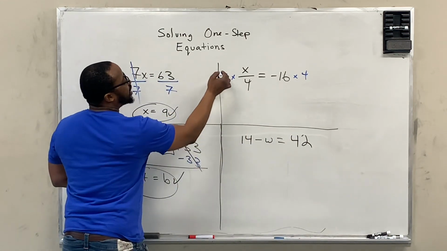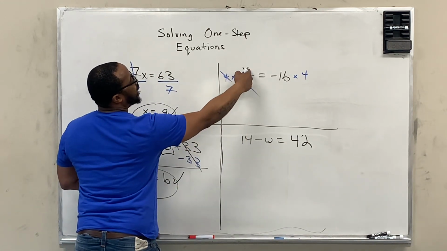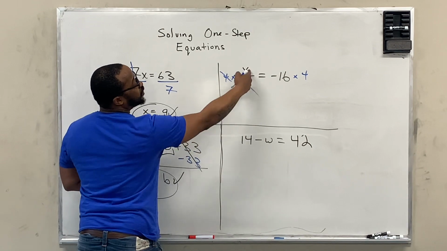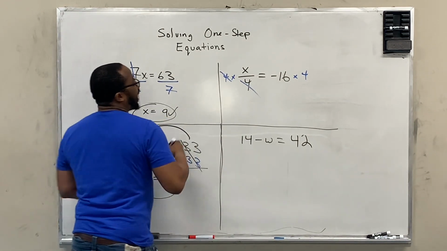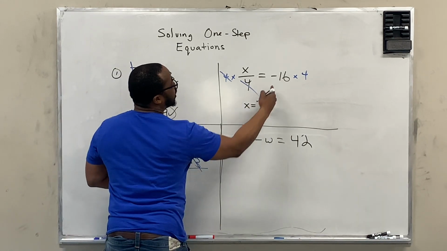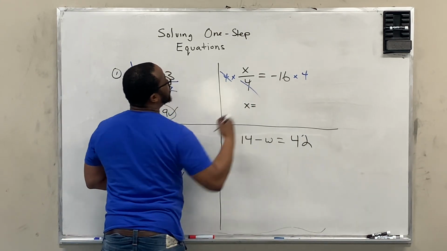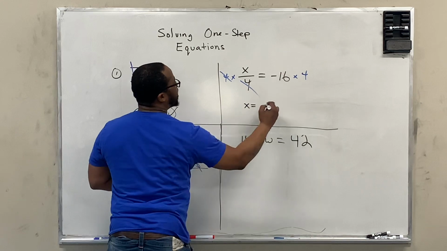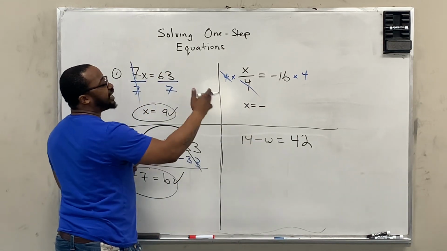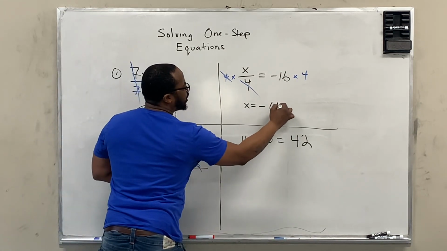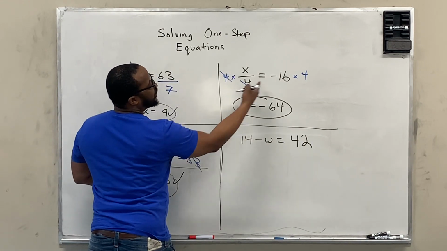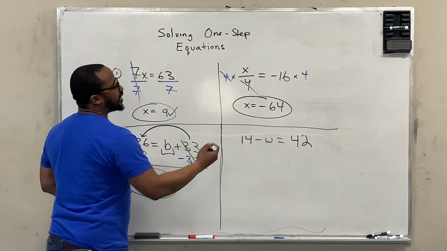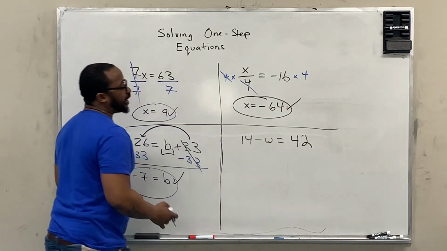When I do this, this cancels out because 4 times x is 4x divided by 4. It's gonna get us right back to x. So now we can see x is gonna be equal to -16 times 4. Negative times positive is gonna be negative, and 16 times 4 is gonna be 64. And -64 divided by 4 does give me -16. That's a way to check it, okay?